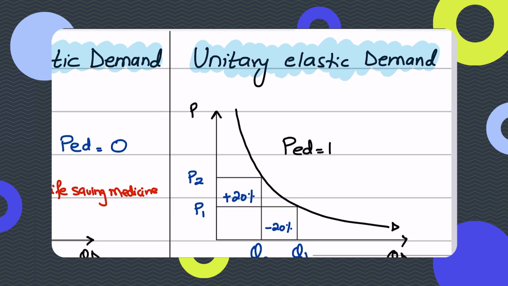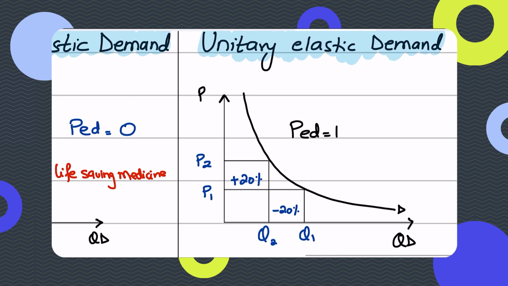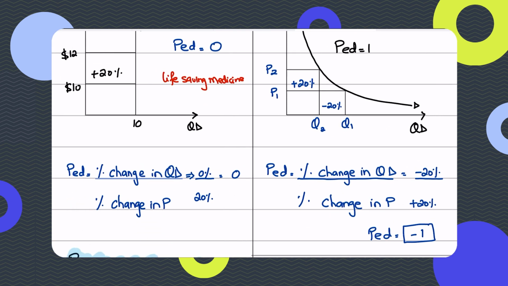Unitary elastic demand is when the PET is exactly equal to 1. It means that the percentage change in price is exactly equal to the percentage change in quantity demanded. So if the price is going up by 20%, the quantity demanded is going to go down by 20%. Putting this in the formula, the percentage change in quantity demanded is minus 20% and the percentage change in price is plus 20%. So the answer should be equal to 1.